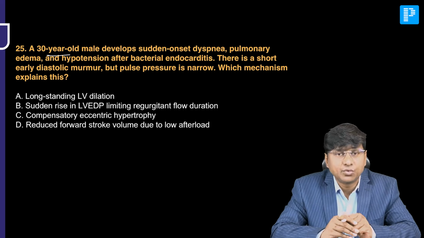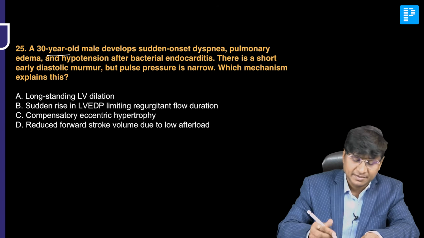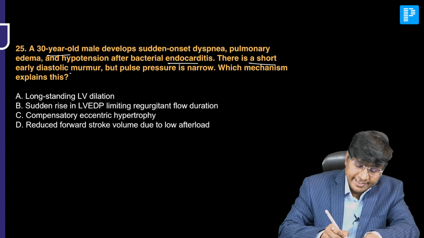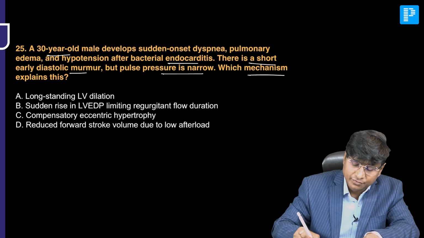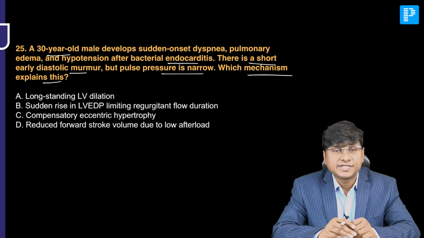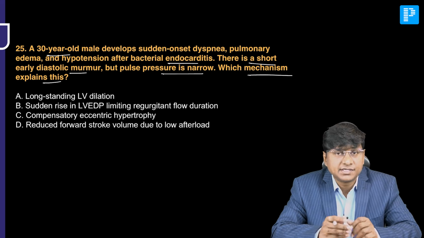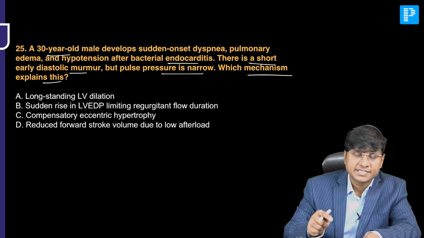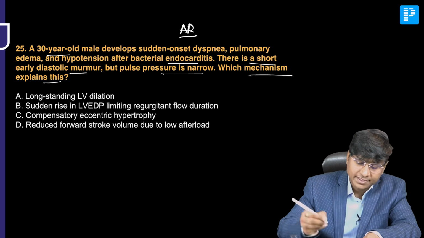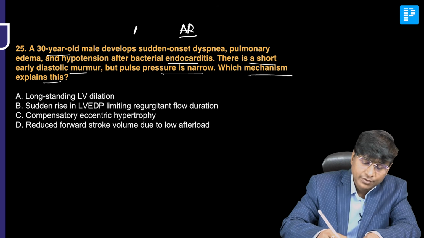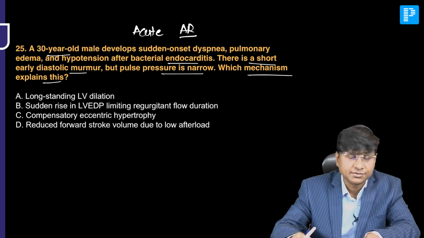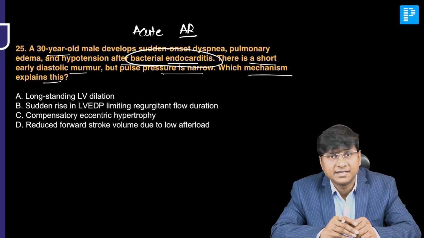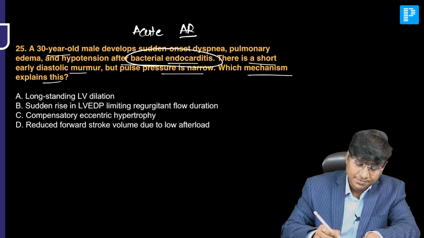We have a 30-year-old male who develops sudden onset dyspnea, pulmonary edema, hypotension after bacterial endocarditis. And there is a short early diastolic murmur, but pulse pressure is narrow. Which mechanism explains this? So secondary to infective endocarditis, there is an early diastolic murmur and there is sudden onset dyspnea. So early diastolic murmur with sudden onset dyspnea is suggestive of the aortic regurgitation, and that too a form of acute aortic regurgitation. And what is the cause for acute aortic regurgitation in this patient? That is the bacterial endocarditis, right? Now you take the options.